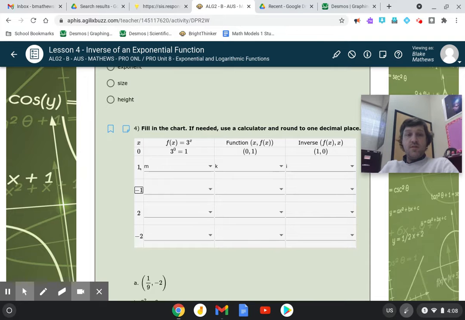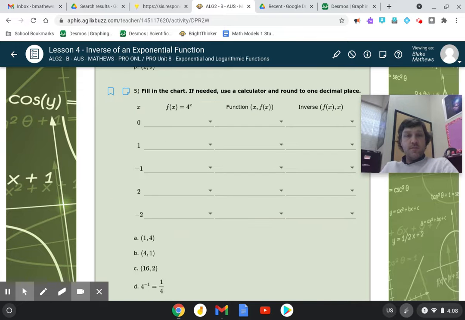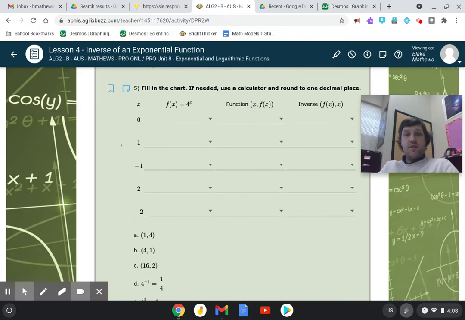So the first column is the number you're plugging in. The second column is what happens when you plug it into this function. The next column is the coordinates that you get if you put those together. And then the last column is when you switch those coordinates and make the x and y switch to y and x. This is more of the same in number 4, except now the function is 4 to the x. You're given the number, plug that number into the function and get the answer. Then write those as a point, and then switch those coordinates to find the new point.